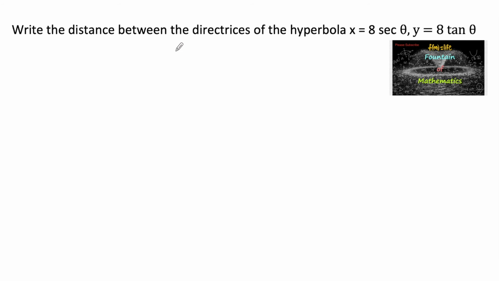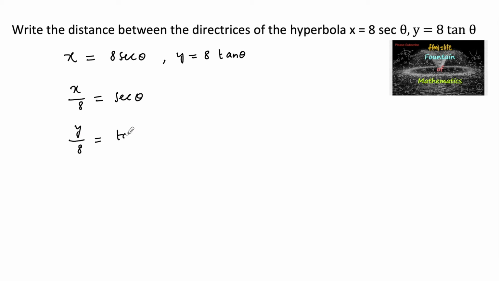Write the distance between the directrices of the hyperbola x = 8 sec θ and y = 8 tan θ. So the parametric equations of a hyperbola are given. We can write x/8 = sec θ and y/8 = tan θ. Squaring on both sides, x²/64 = sec² θ and y²/64 = tan² θ.